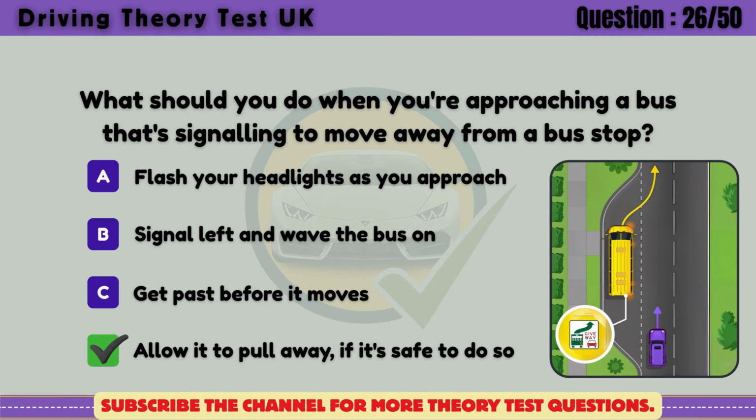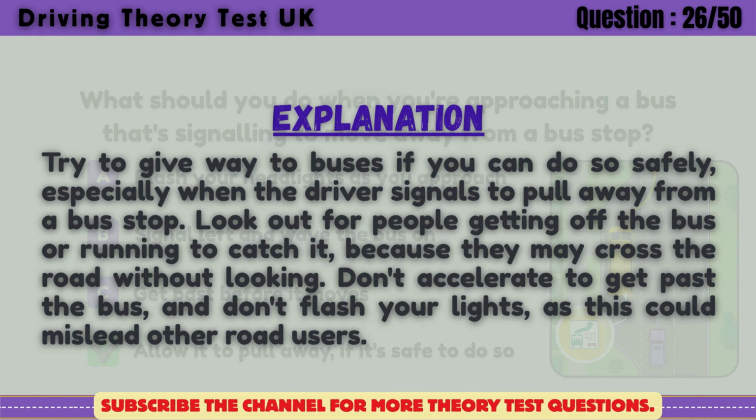Answer is D. Allow it to pull away, if it's safe to do so. Try to give way to buses if you can do so safely, especially when the driver signals to pull away from a bus stop. Look out for people getting off the bus or running to catch it, because they may cross the road without looking. Don't accelerate to get past the bus, and don't flash your lights, as this could mislead other road users.